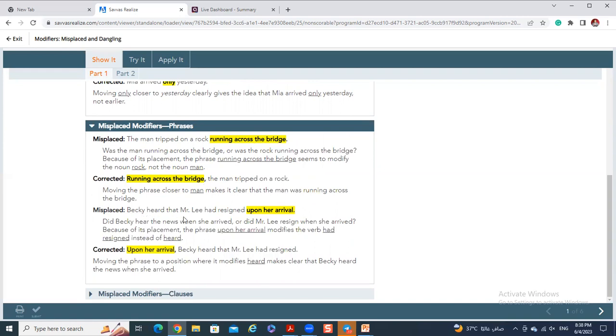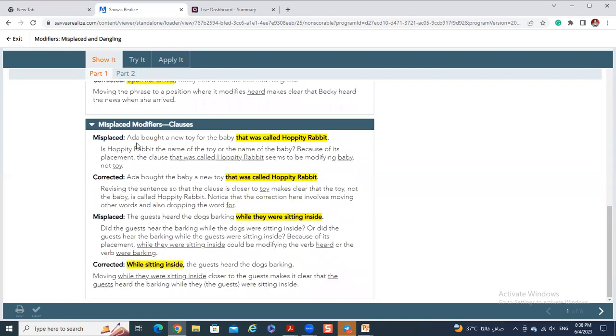Again. Becky heard that Mr. Lee had resigned upon her arrival. Upon her arrival now modifies resigned, the verb, so it acts as an adverb. And actually, it must modify Becky: upon her arrival, Becky heard. At the close, Ada bought a new toy for the baby that was called Hoppy Rabbit. Take care. That was called Hoppy Rabbit modifies the baby, but it's the name of the toy. So we must put it after the toy: Ada bought the baby a new toy that was called Hoppy Rabbit. Again here, the guest heard the dogs barking while they were sitting inside. While they were sitting inside now modifies dogs, and it must actually modify guests. So: while sitting inside, the guest heard the dogs barking.